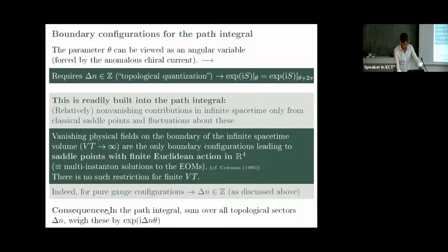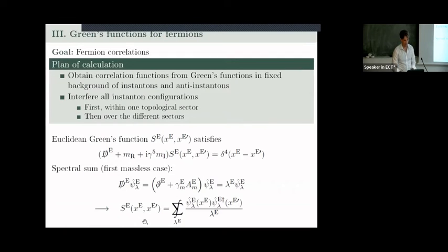Yeah, so what is the consequence for us here? We have said we take the attitude here that we don't constrain the boundary conditions, but we know that we only get contributions to the path integral from these finite saddle point configurations and fluctuations about these. And this means we need to sum over all topological sectors Δn, and by this topological term, we weigh these by this phase here. Okay, now this is the background.